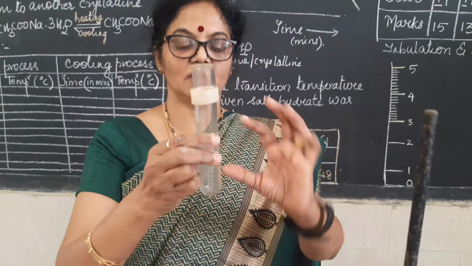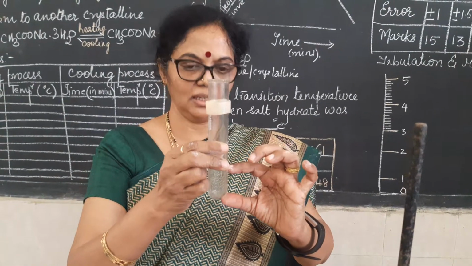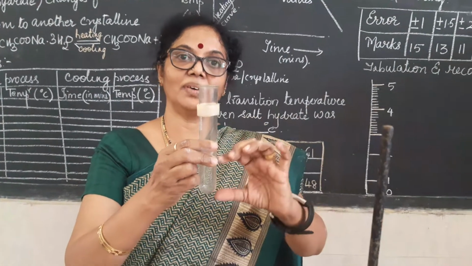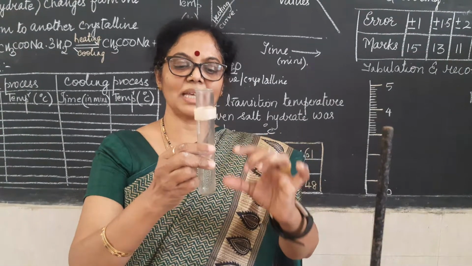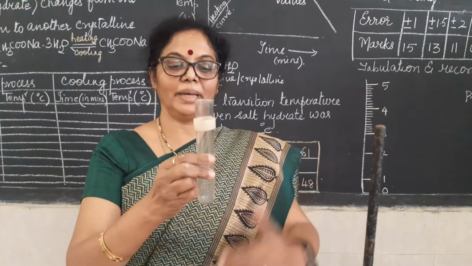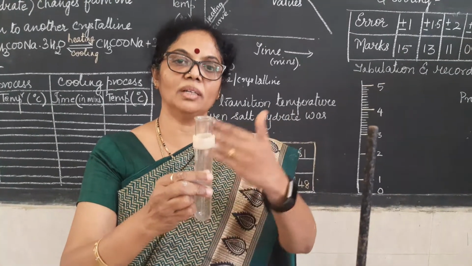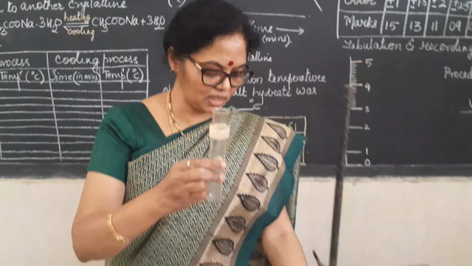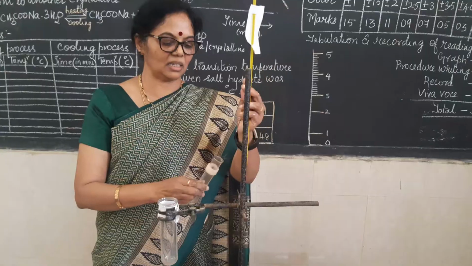So we take about 10 to 15 grams of the salt hydrate, and to it we will add about 5 cubic centimeters of liquid paraffin. This is added so that when you are heating, you are able to uniformly distribute heat all through the crystals. So for this, we take paraffin and we also introduce a stirrer.